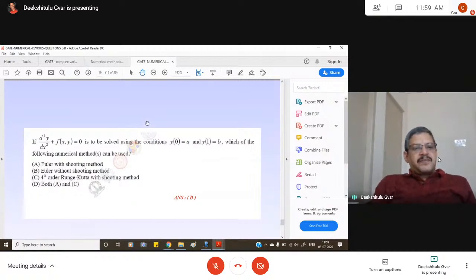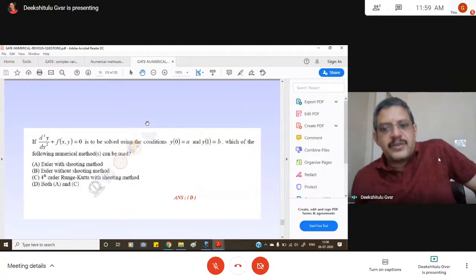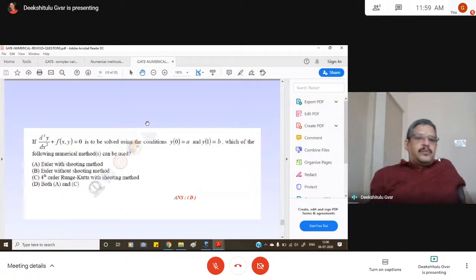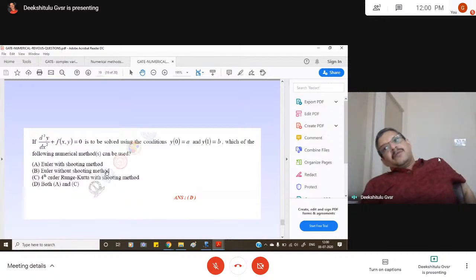So d²y/dx² + f(x,y) = 0 is said to be solved using the conditions y at 0 is equal to a, y at 1 is equal to b. Which of the following numerical methods can be used? Euler's with shooting method, or without shooting method? Both. Yes, it's a boundary value problem. It is a boundary value problem. Similar to Euler's method, for boundary value problems we use the shooting method.